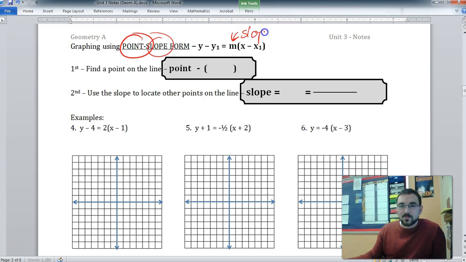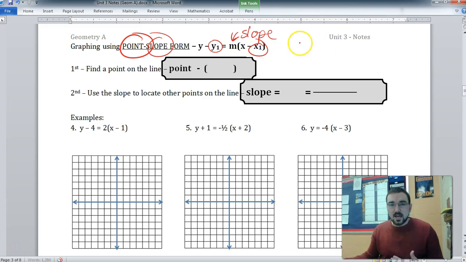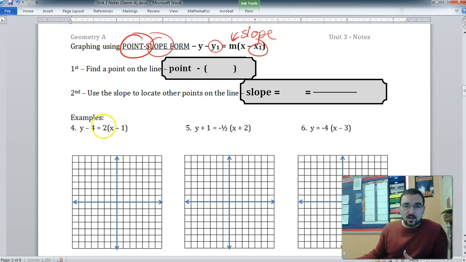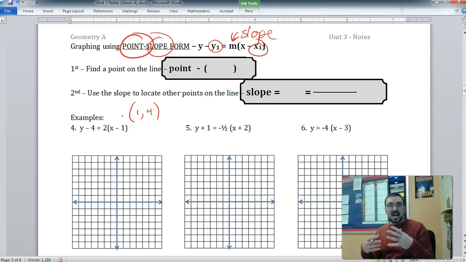We have our slope, and our point is actually this x1 and y1. Something to take note of here is it says x minus x1. So if I have this first equation down here, I'll show you how to graph it in a second, but to derive the point from this, y minus 4, we take the opposite. So our x coordinate is going to be 1, our y coordinate is going to be 4 in this case. Just remember that you're going to take the opposite sign of whatever it has.